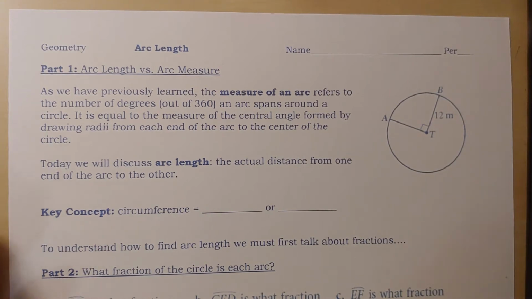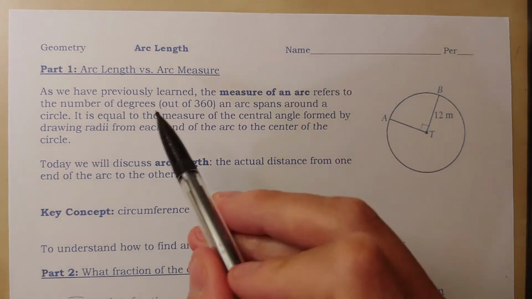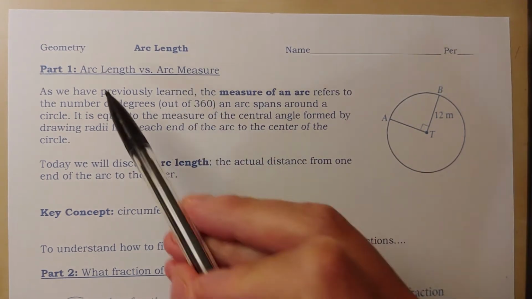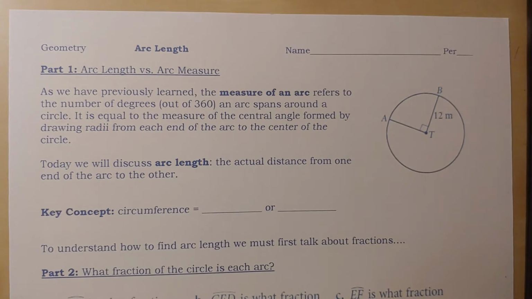We're going to talk about something called arc length. To understand what arc length is, we need to go back and think about what we learned already about arc measure, because arc length and arc measure are actually two different things.